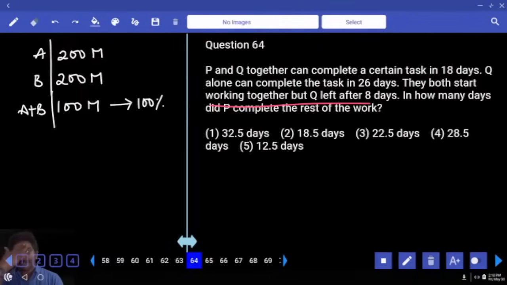35%. P and Q together can complete a certain task in 18 days. Q alone can complete the task in 26 days. If they both started working together, but Q left after 8 days, in how many days did P complete the rest of the work? Right.